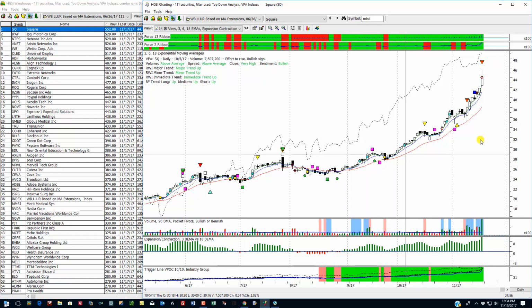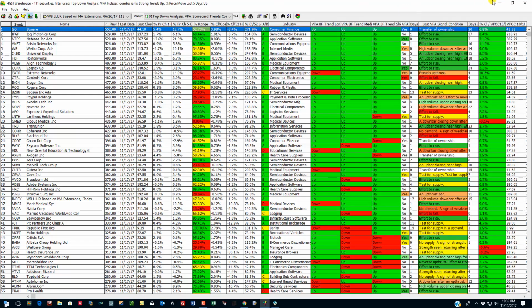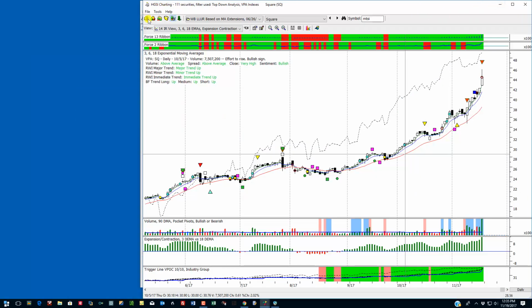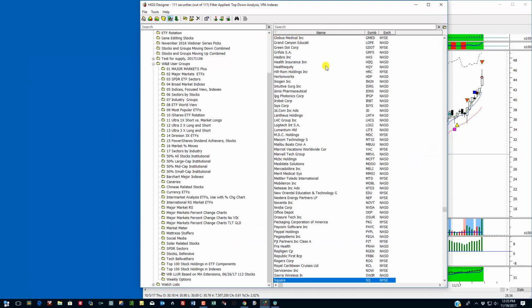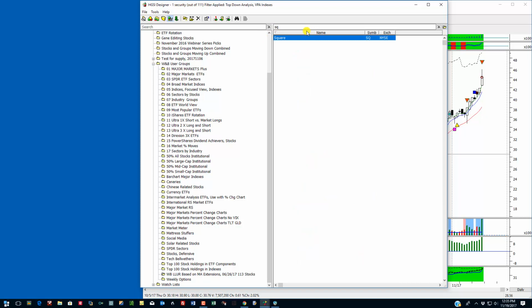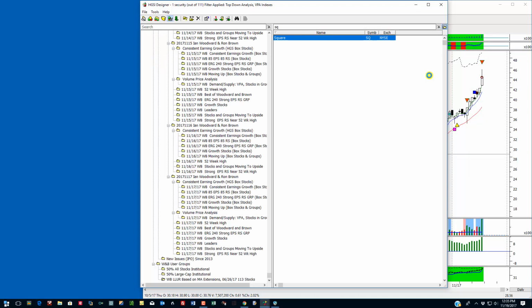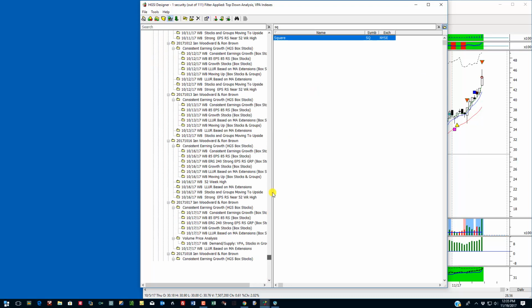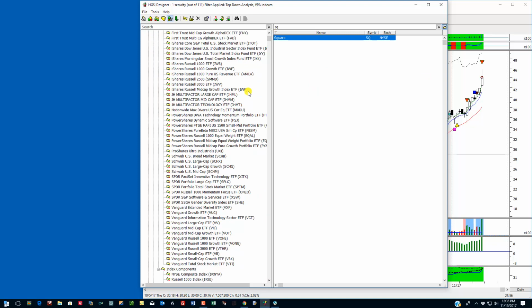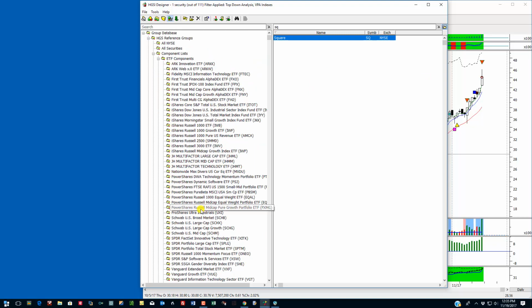Now let's use this stock as an example to see how often this has appeared in the smart groups. So I'm going to go back to my designer, and SQ is going to go in up here. I'll just type in the symbol, and then I'm going to go over here on the right, click on that. It turns the background blue, and what this does is it locates SQ in any of the groups.